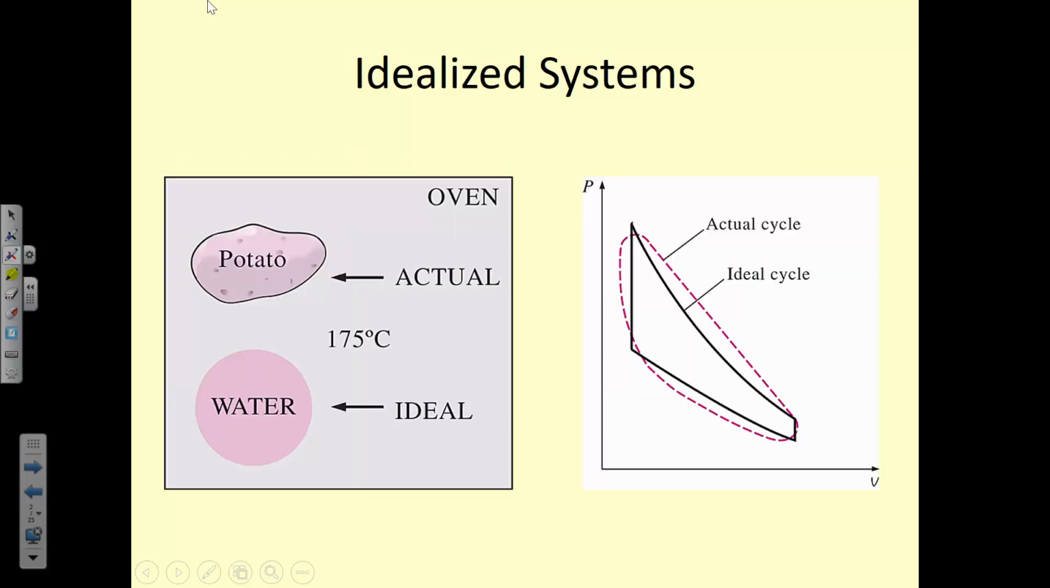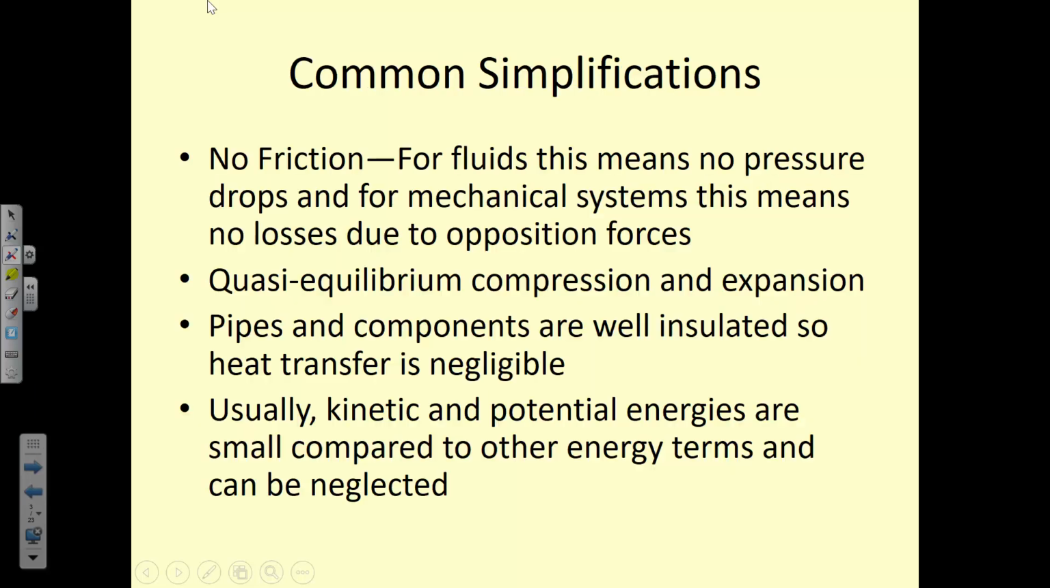design in the process. So again, idealized systems, we do this all the time in engineering and especially in thermodynamics, that perhaps the actual potato is not a complete sphere of water, but we can idealize it that way. And our actual cycle maybe doesn't have specific sharp corners at which point pressure or volume changes, but we just make an approximation that allows us to analyze it a little bit easier.